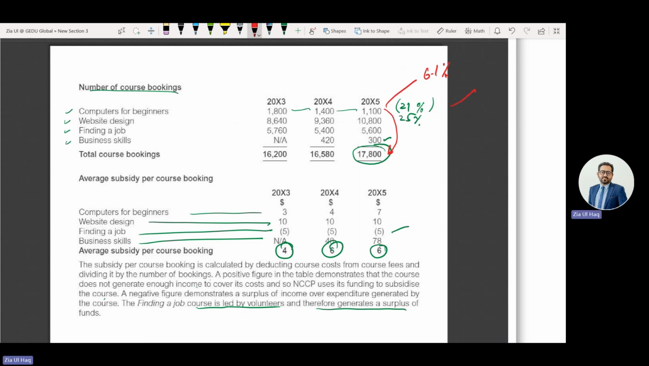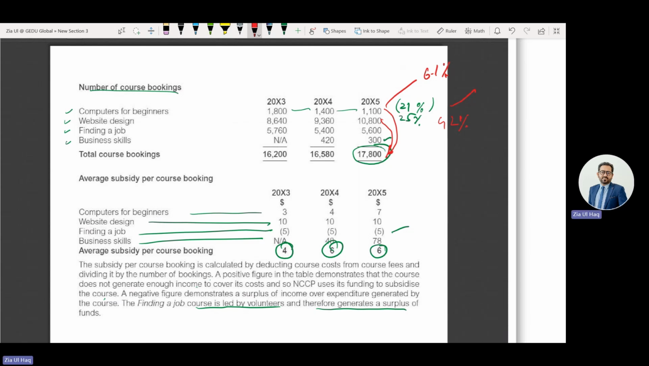This we can discuss about corporate, this course. Next, we'll put the heading website design. If we see website design, participants have increased by 25%. And this is more than 40% of total courses.